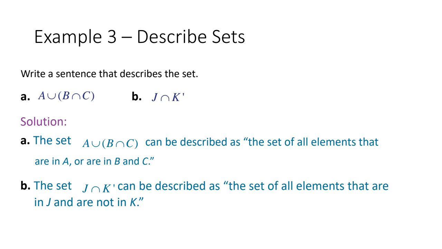And in part B, this is the set of elements that are in J, and then we have the intersection symbol. So we need to say that are in J and that they're also not in K, because even though we have the K, we also have the prime, which is the complement. So this is the set of elements that are in J and not in K. Okay, so this was my last example.